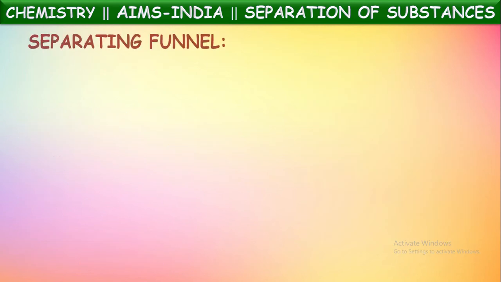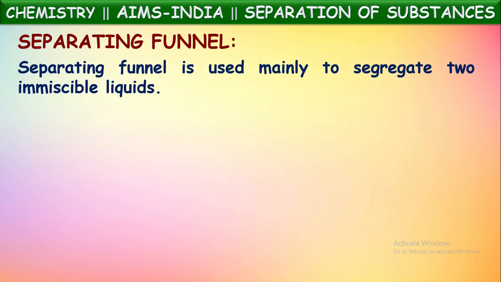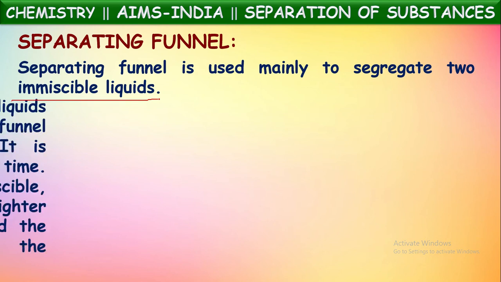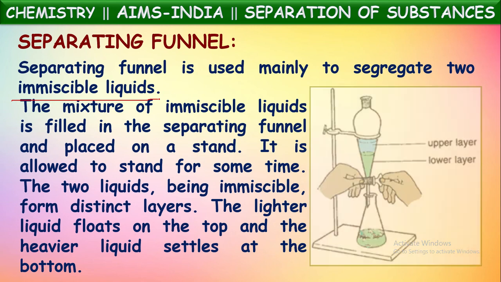Let us see one more technique, that is the separating funnel. Separation of a mixture by using a separating funnel. A separating funnel is used mainly to segregate two immiscible liquids. What does it mean by immiscible liquids? Immiscible liquids means a mixture of two liquids which do not mix one into another. The mixture of immiscible liquids, for example, oil and water.